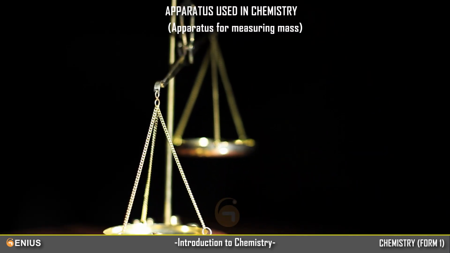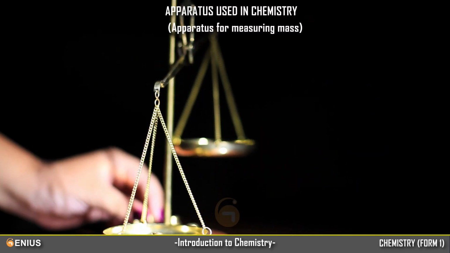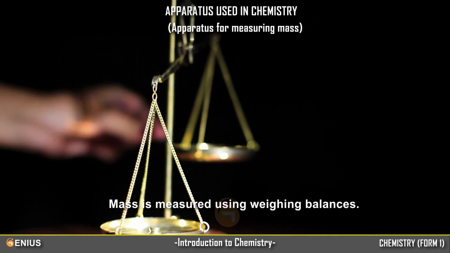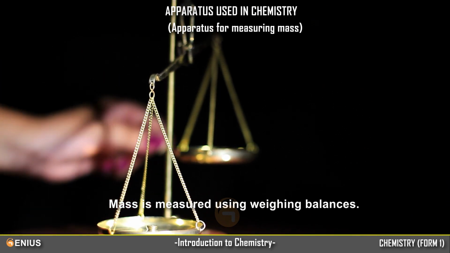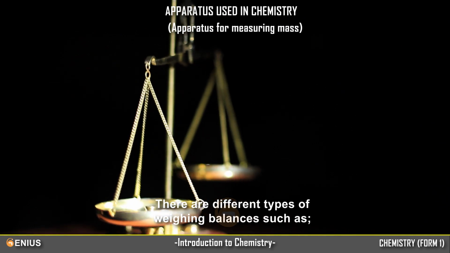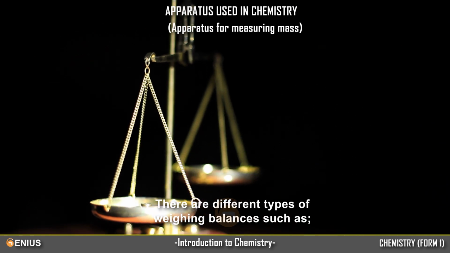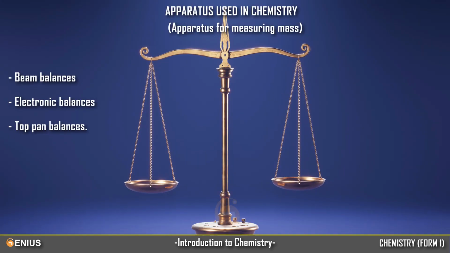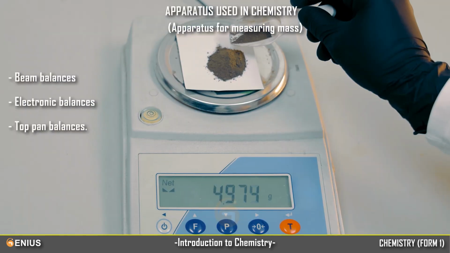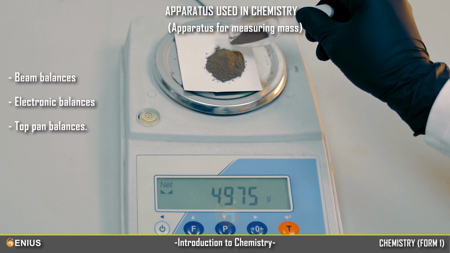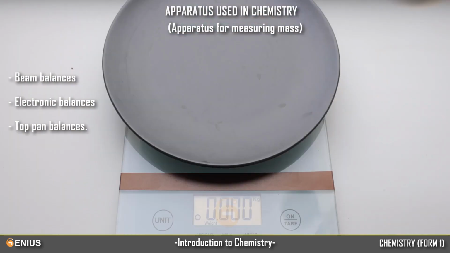Apparatus for measuring mass. Mass is measured using weighing balances. There are different types of weighing balances such as beam balances, electronic balances, top pan balances.